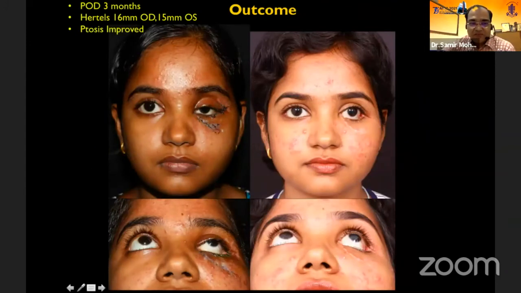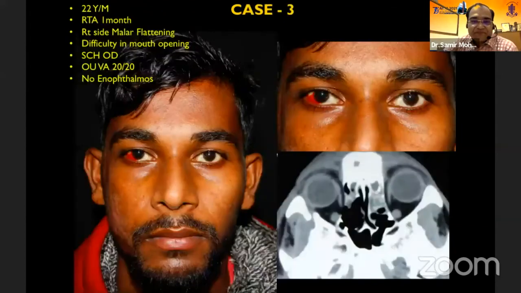The enophthalmos has improved to about just 1 millimeter on the left eye. The ptosis has improved. We didn't do any surgery for the ptosis. And though there was a small amount of ectropion laterally, that was quite acceptable to the patient, without any visible or notable enophthalmos or diplopia.